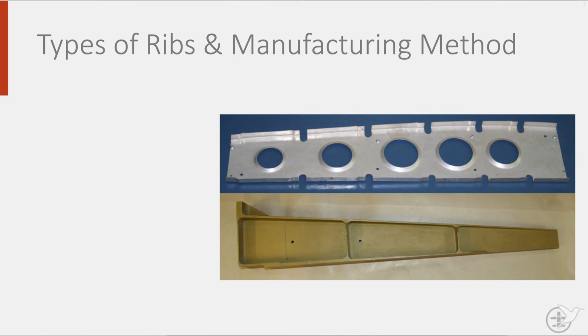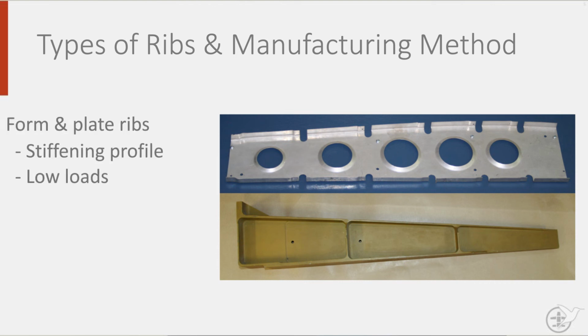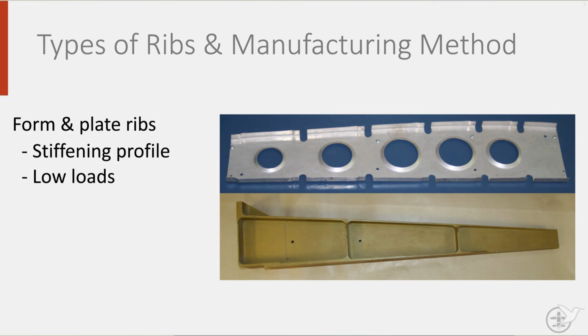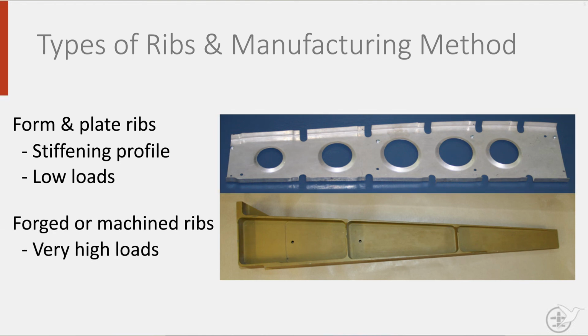If a rib has relatively low design loads, you will perhaps select a rib that is formed from sheet or plate material. You can create extra stiffness by adding stiffening profiles to that rib, as can be seen from the formed aluminium rib with stiffened circular cutouts. Highly loaded ribs, in contrast, may be forged and machined to ensure they can withstand their design loads.